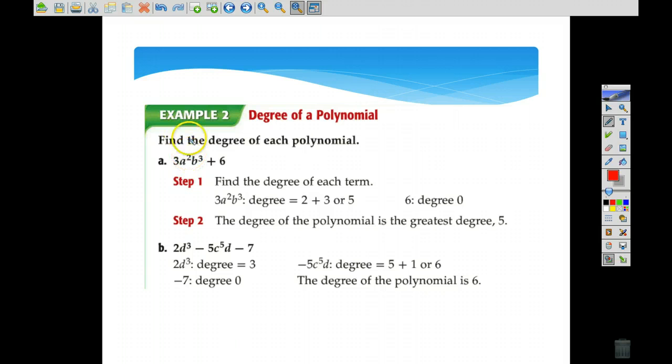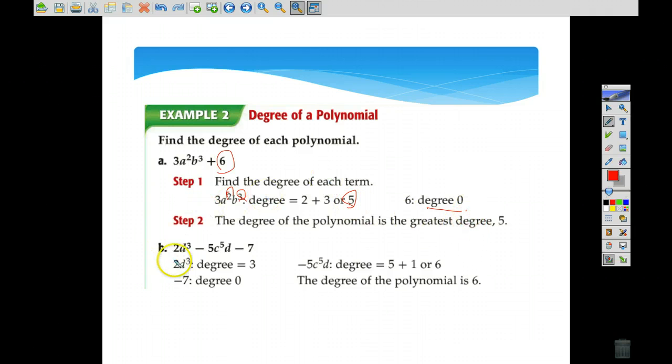The degree of a monomial. Here you have 3a squared b cubed plus 6. Find the degree of each term. The exponents here are to the second power and to the third power, so when you add them, it becomes the fifth power. The degree of a polynomial is the greatest degree, which is the fifth degree. A number by itself has no degree, so that's degree 0. So 2 plus 3 is 5, and 5 is the greatest degree.